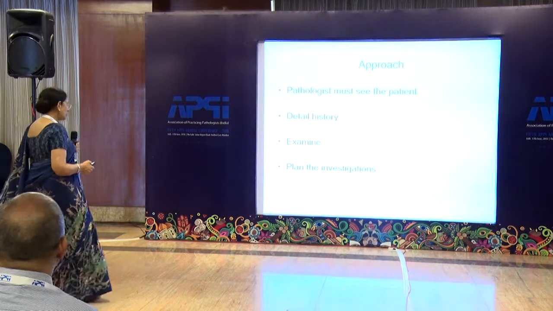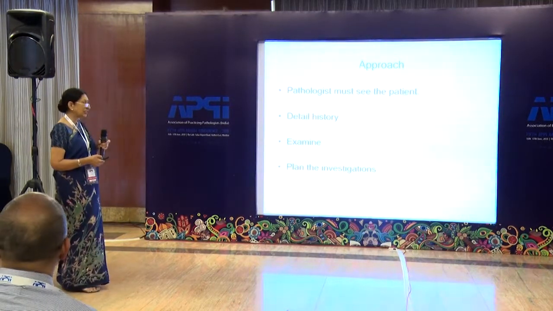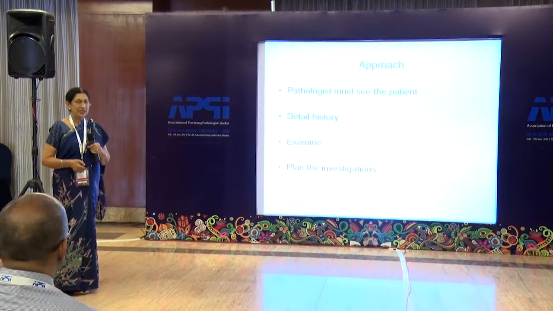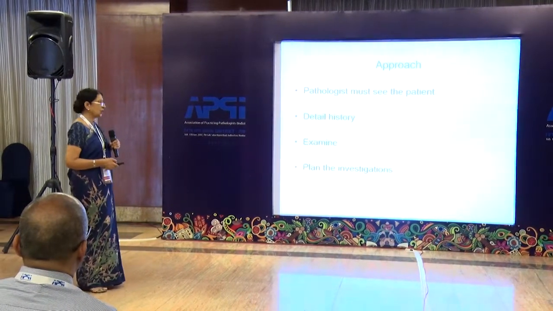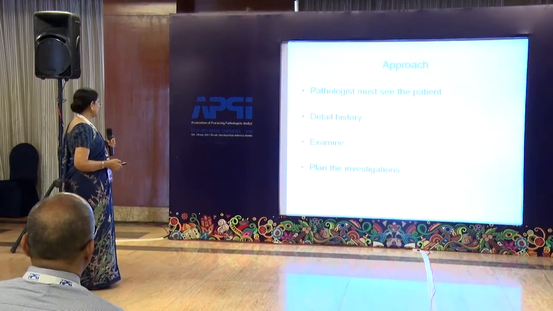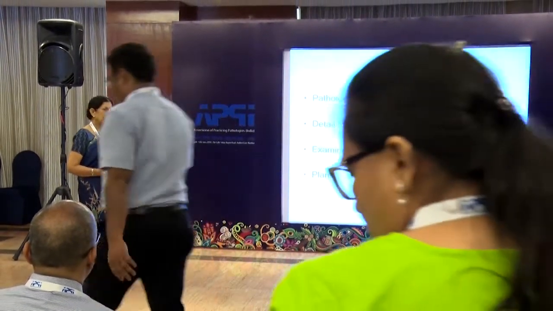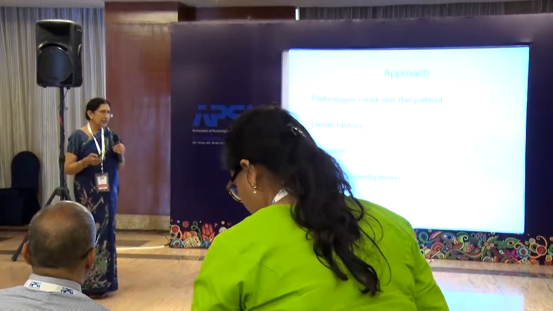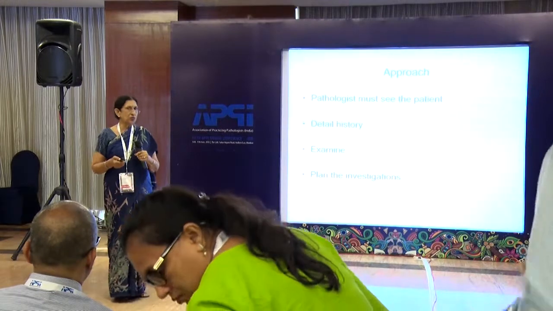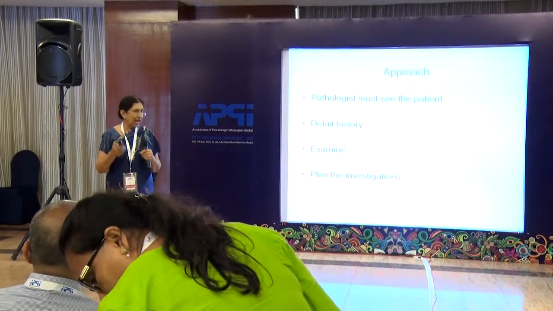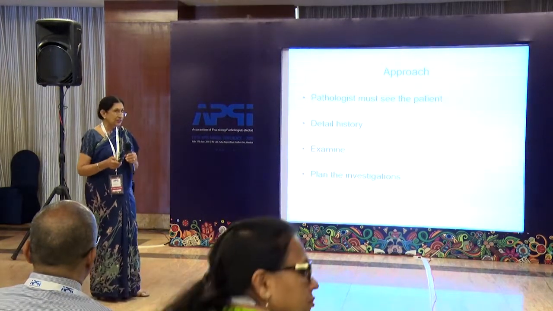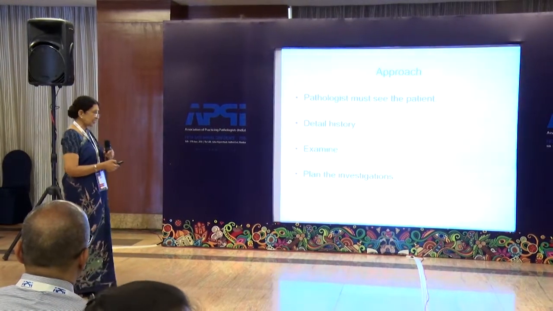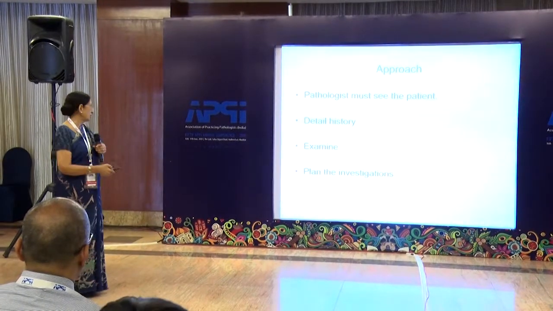What is the approach? A pathologist must see a patient. It's absolutely necessary. Hematology, as I said, you can't do without the detailed history, examine the patient, and plan the investigations. There are hundreds of investigations. You can't do all the investigations in that particular patient. So you have to be choosy and be very, very conservative and do only what is necessary for that patient.